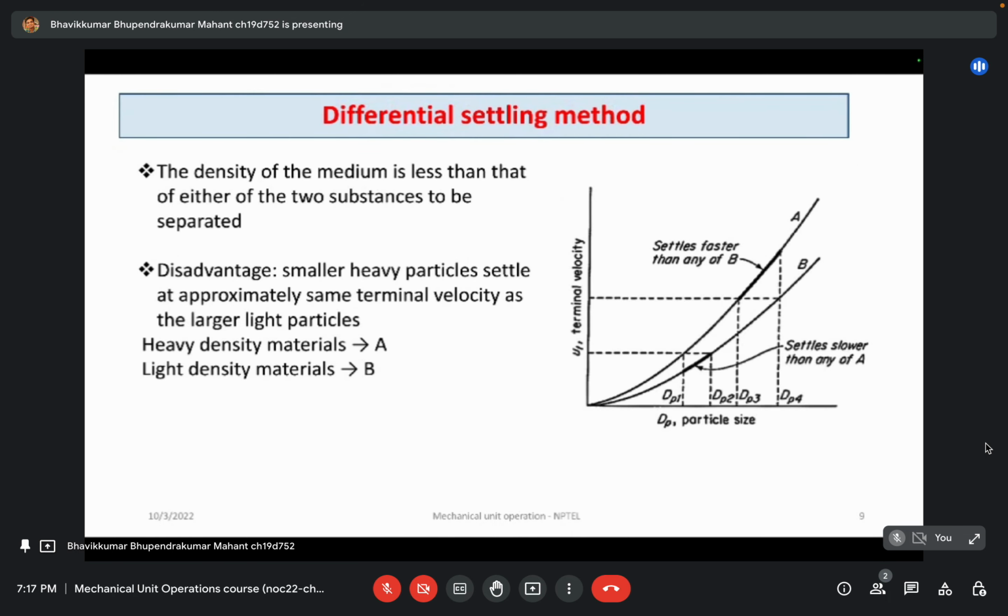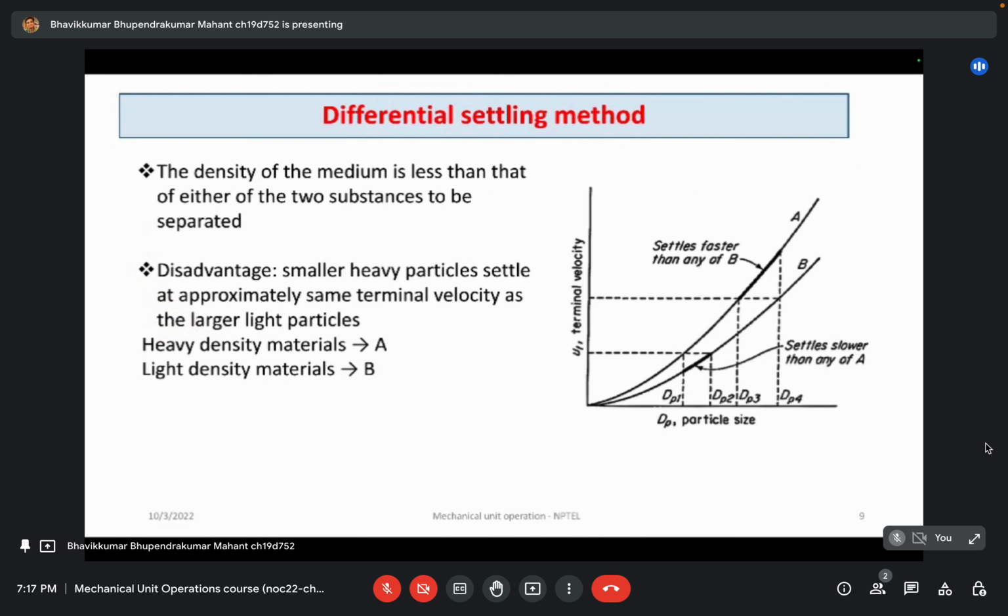The differential settling method has a density of medium less than that of either of the two substances to be separated. Here we are using a medium which has a density less than both of the materials. So what is the disadvantage of this? Smaller heavy particles fall at approximately the same terminal velocity as the larger light particle.